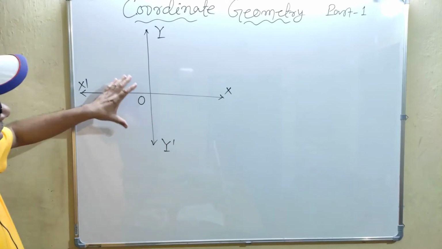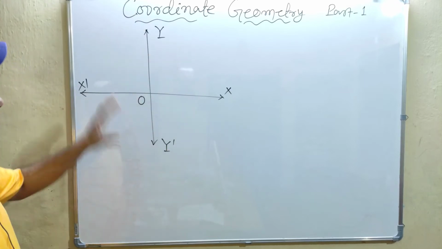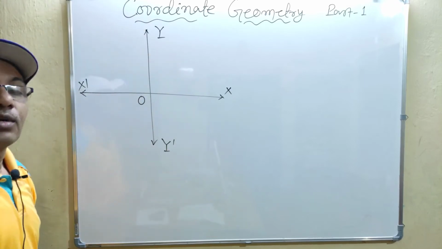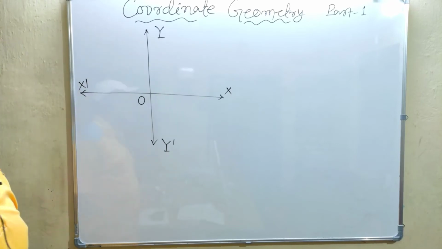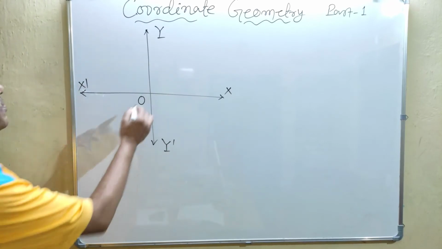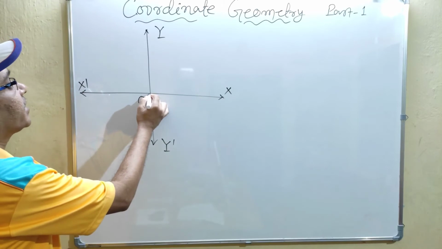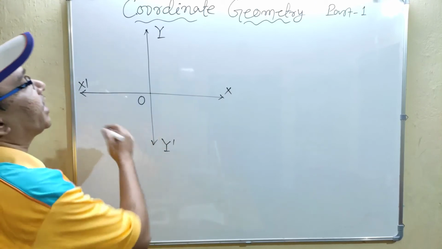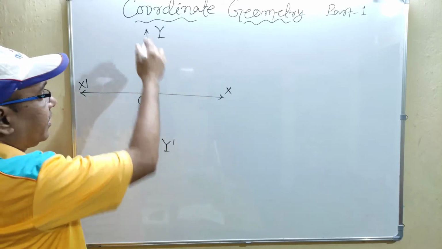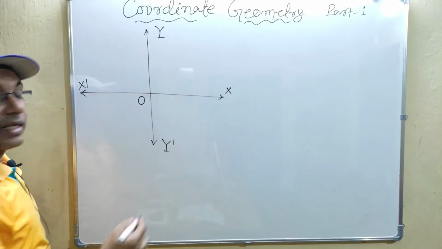And x axis and y axis are together called coordinate axis. Coordinate axis means it is combinedly x axis as well as y axis. And this point, that is the point of intersection of x axis and y axis, is called origin. Now if any point is there in this plane, these 2 axes are in a plane.